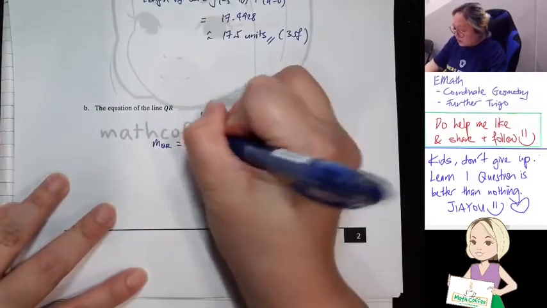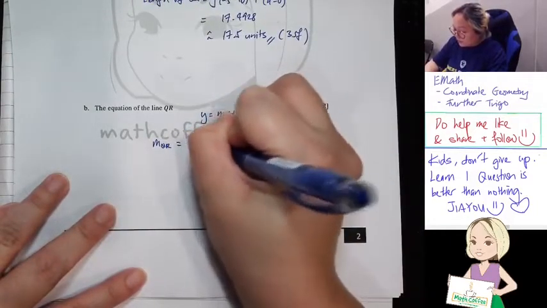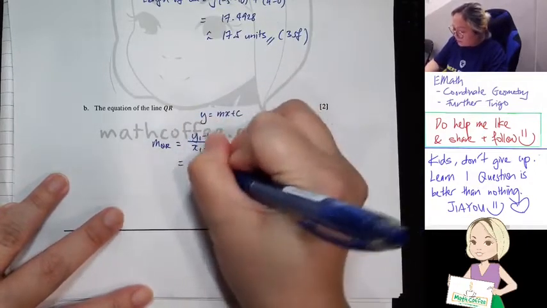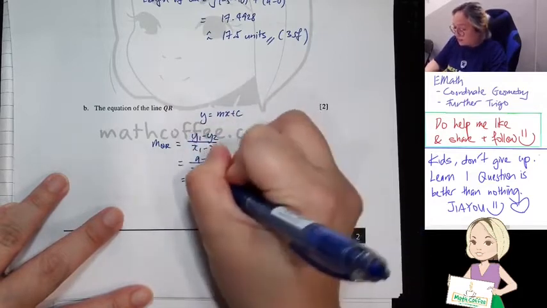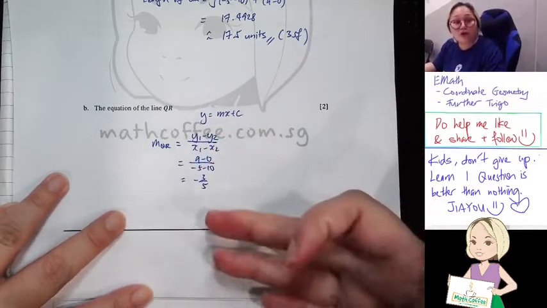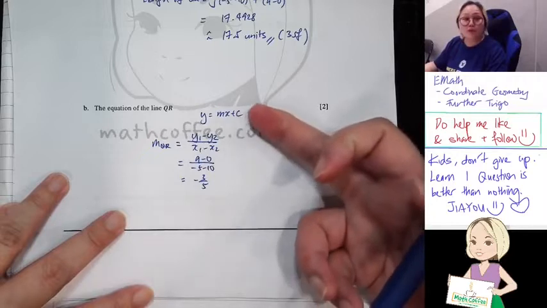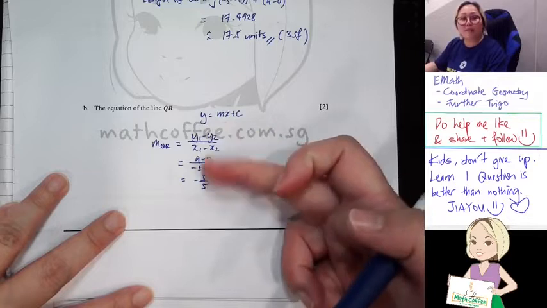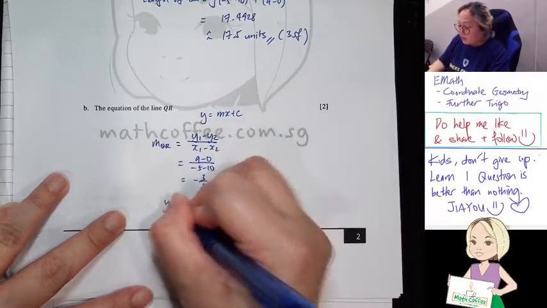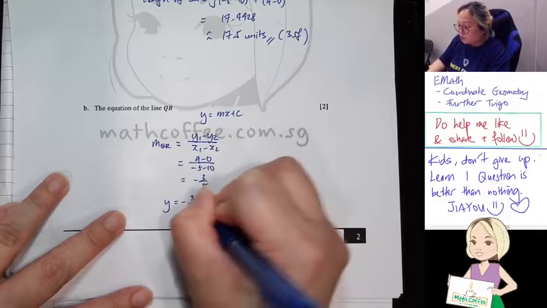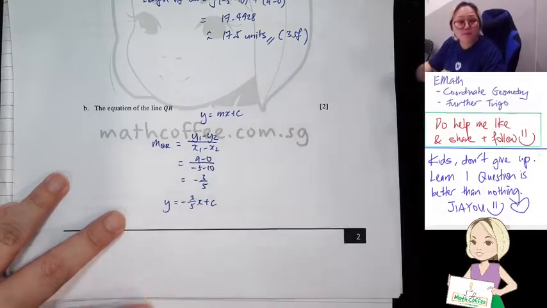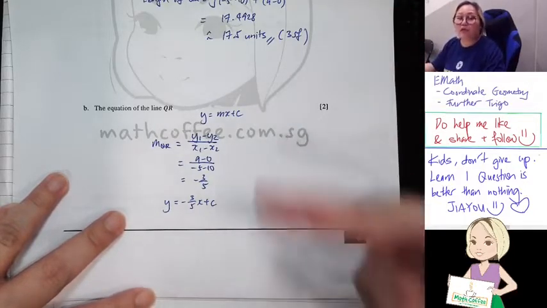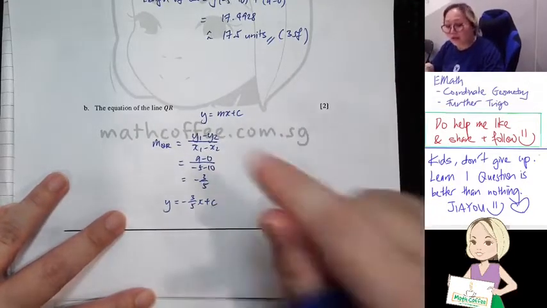Y1 minus y2 over x1 minus x2, I will write as 9 minus 0 over minus 5 minus 10, and we will get minus 3 over 5. So this is the gradient of the line. My equation of a straight line is y equals to mx plus c. Since you found the gradient already, you can replace the m with the gradient. So now my equation of the line is y equals to minus 3 over 5x plus c. Now the next thing is you need to find c. To find c, you just need to sub any point which is on the line.